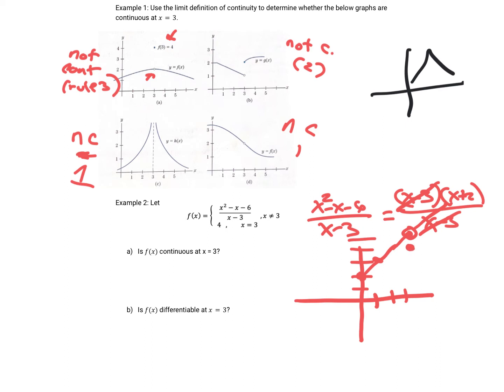Well, 4 certainly doesn't equal 5, so it is not continuous at x equals 3. And so you could say many things. The limit exists, but the limit is 5, whereas f of 3 is 4. So that's the issue there. Is it differentiable? Well, if it's not continuous, it's not differentiable.